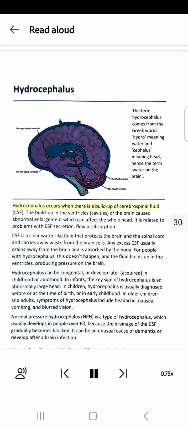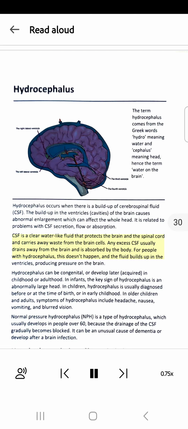Hydrocephalus occurs when there is a buildup of cerebrospinal fluid, CSF. The buildup in the ventricles, cavities of the brain, causes abnormal enlargement which can affect the whole head. It is related to problems with CSF secretion, flow or absorption. CSF is a clear water-like fluid that protects the brain and the spinal cord and carries away waste from the brain cells.